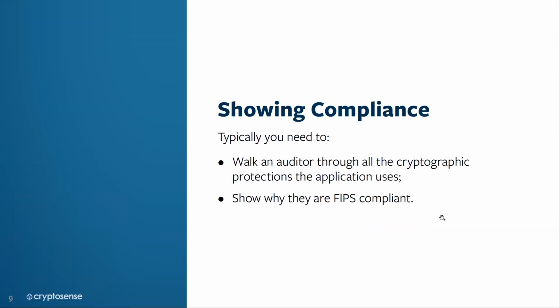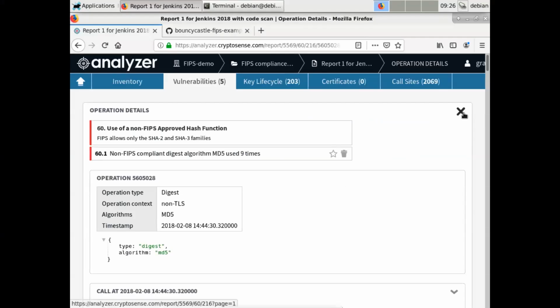So showing compliance. Typically the auditor will want to be walked through all the cryptographic protections that the application is using. So there'll probably have to be a story around what it is that the application is protecting. So what kind of data, is it PII, is it business critical, is it citizens, whoever it is, then what cryptographic protections we're applying. And then we need to show why these are FIPS compliant for all of those. So this is something that the Cryptosense tooling can also help with. So we don't just point out things which are wrong, we can also show things which are working.